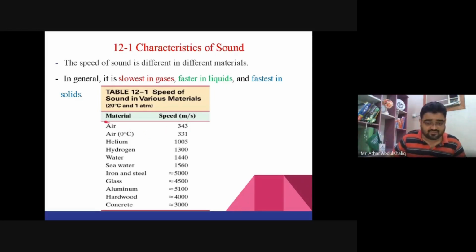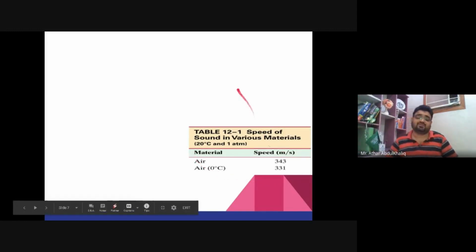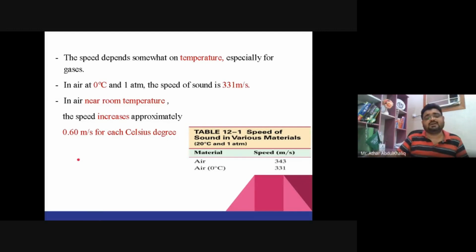I just told you in the first two points that the speed of sound in air is 343 meters per second at 20 degrees Celsius at 1 atmospheric pressure. We can also say that the speed of sound depends, number one, on the material, whether it's solid, liquid, or gas. It also depends upon the temperature. The more the temperature, the more the speed. The less the temperature, the less the speed. For example, at 0 degrees Celsius in air, the speed is 331 meters per second, but at 20 degrees Celsius it becomes 343 meters per second. The speed increases by 0.6 meters per second for every 1 degree Celsius increase in temperature.